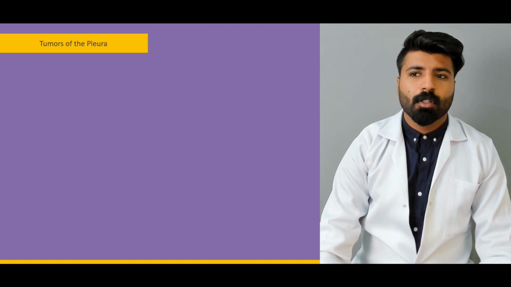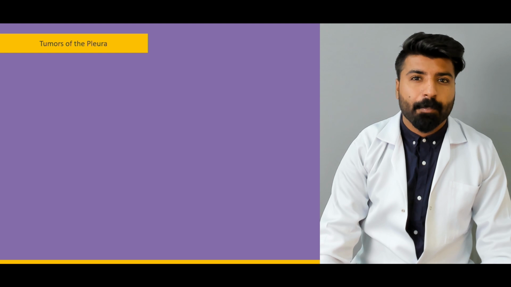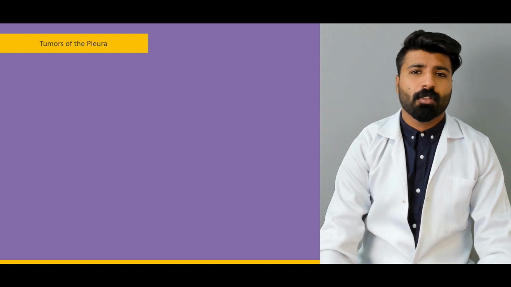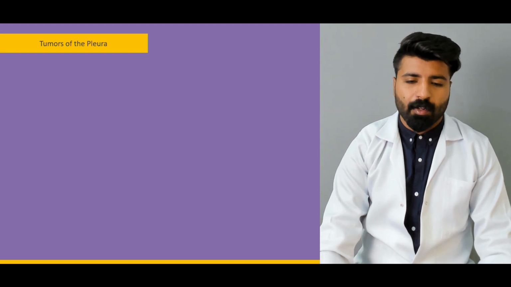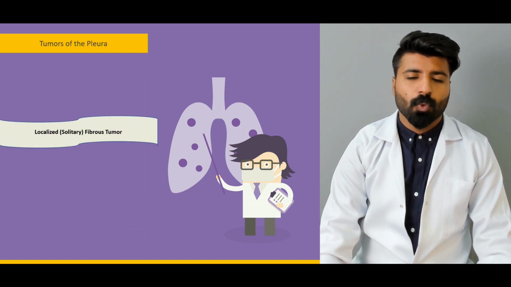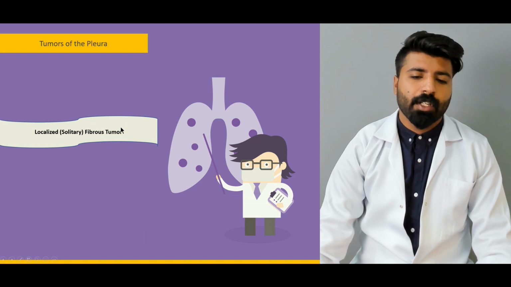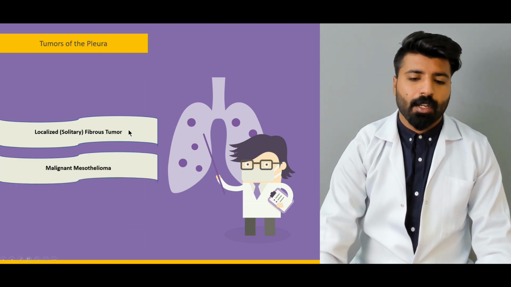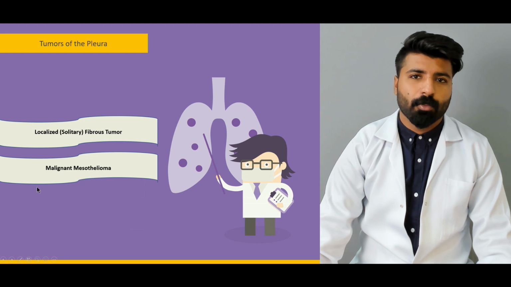Now we talked about what happens if the pleura gets ruptured. We talked about what happens if the pleura is filled with something. Now let's talk about what will happen if there's a tumor inside the pleura. Before we get on to that, we have to know there are two kinds of tumors inside the pleura. First, there are localized solitary fibrous tumors. Next, we have malignant mesotheliomas.